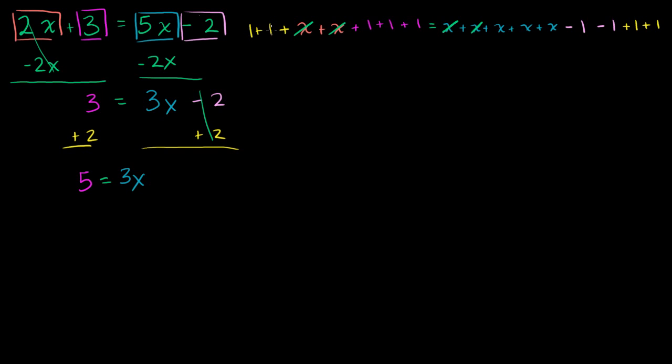The left-hand side is 1 plus 1 plus 1 plus 1 plus 1. We have 5 ones, or 5. And the right-hand side, we have the 3x's right over there. And then we have the negative 1, plus 1, plus 1. Negative 1, these cancel out. They get us to 0. They cancel out. So we're just left with 5 is equal to 3x. So we have 1, 2, 3, 4, 5 is equal to 3x.